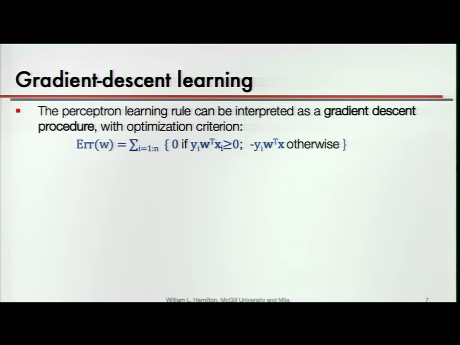So here we're saying we don't care how well we're doing on the ones we're correctly classifying, as long as we're classifying correctly, there's 0 error. It's different from the binary cross-entropy loss we talked about for logistic regression, which cared about the probability we were assigning. Here we're just saying, is it on the right side of the decision boundary? Good. If not, then our error is proportional to this term here.